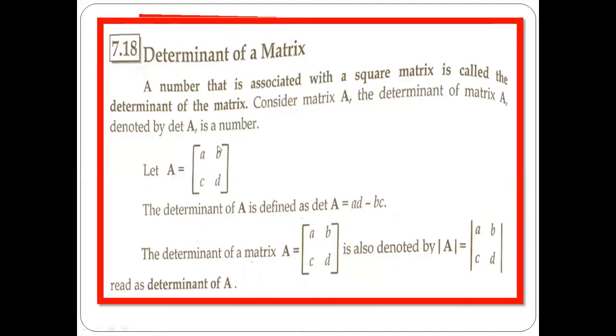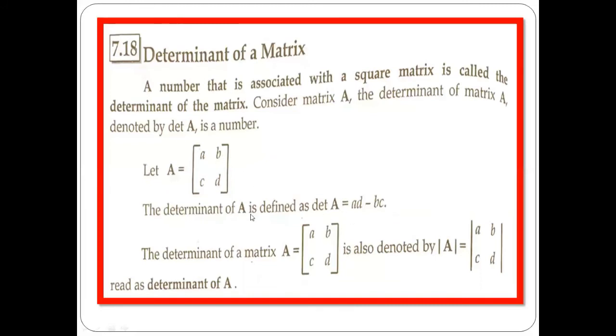Now consider this matrix. Let's consider a matrix A that contains elements a, b, c, d. Then how will you find the determinant? You will find the determinant by first multiplying the elements of the leading diagonal. The leading diagonal contains elements a, d. Then subtract, the minus sign, and then multiply the elements of the non-leading diagonal, that contain b, c.